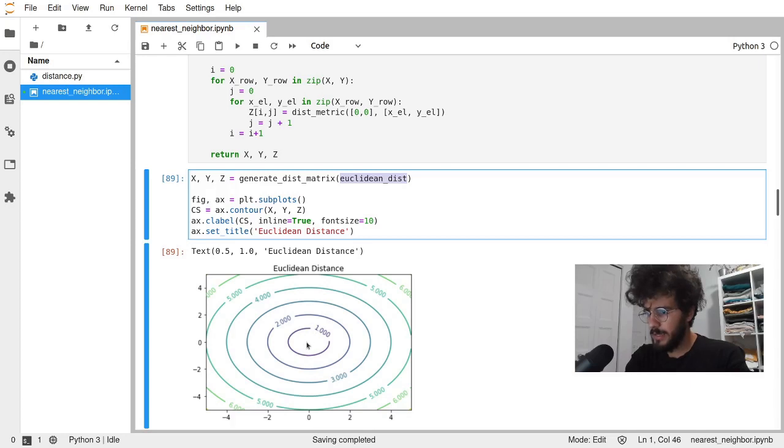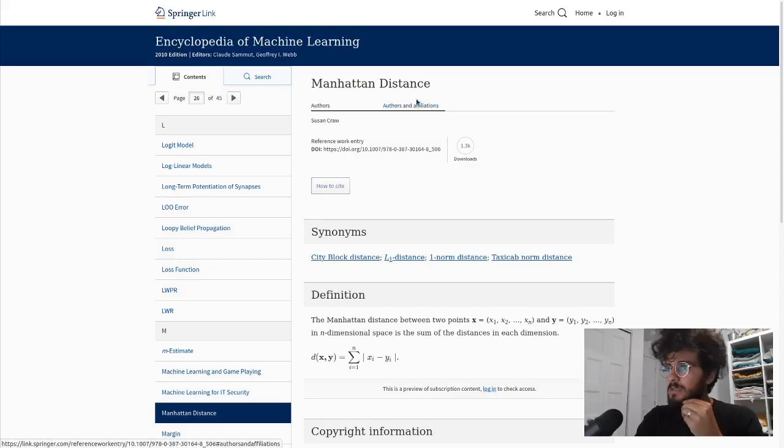So this is my origin, right? And I'm calculating the distance between this point and everything else. And you see I create a circle over there and another circle over there. And all of the circles are kind of the same size. Yeah, Euclidean distance is the most simple to reason about. All right, so the next one is Manhattan distance.